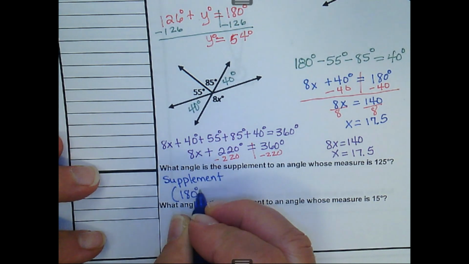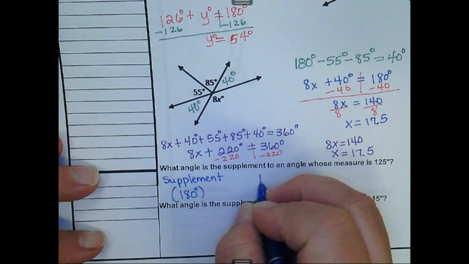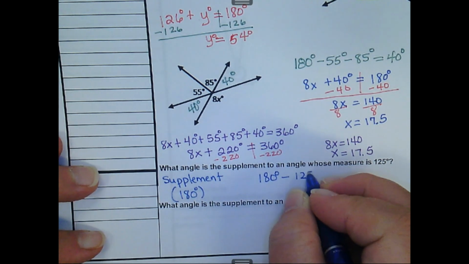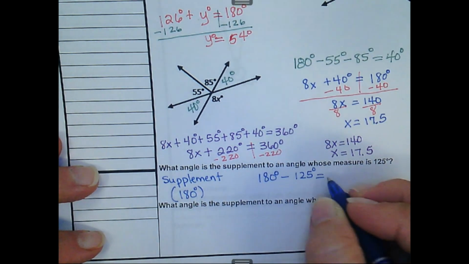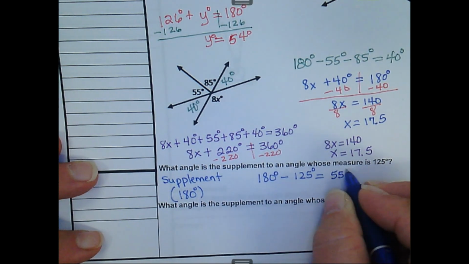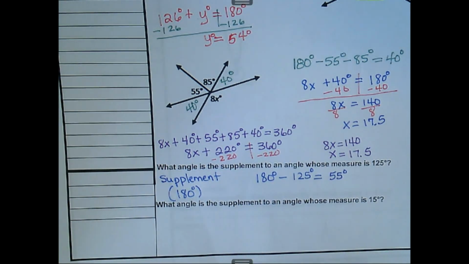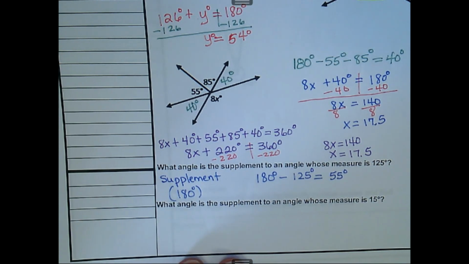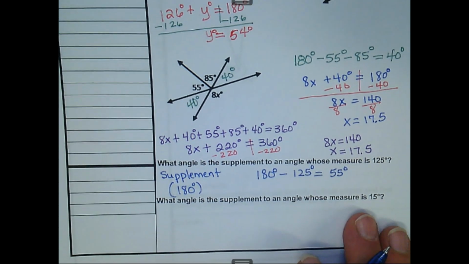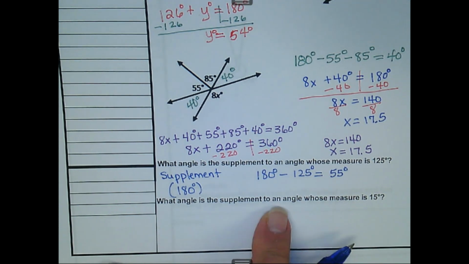180. They make that straight line. So 180 degrees minus 125 degrees will give me 55 degrees. You might have seen it as x plus 125 equals 180. That will work too. Okay, what angle is the supplement to an angle whose measure is 15 degrees?